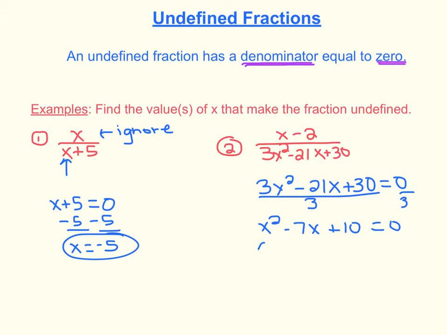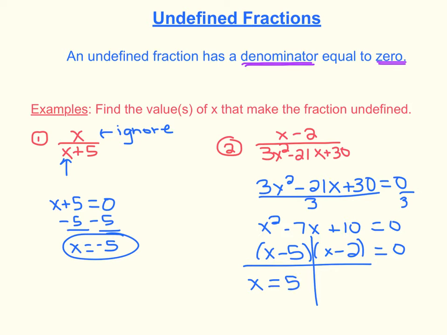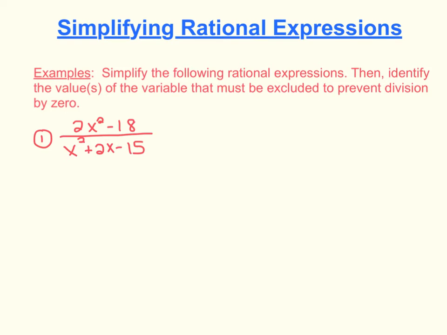Now I'm going to factor this. Two numbers that multiply to positive 10 and add to negative 7 are negative 5 and negative 2. So now when I solve this time, I wind up getting two separate values that would make our fraction undefined. We get positive 5 and positive 2. Now, we're going to talk about simplifying fractions, or simplifying rational expressions. The directions say, simplify the following rational expressions.